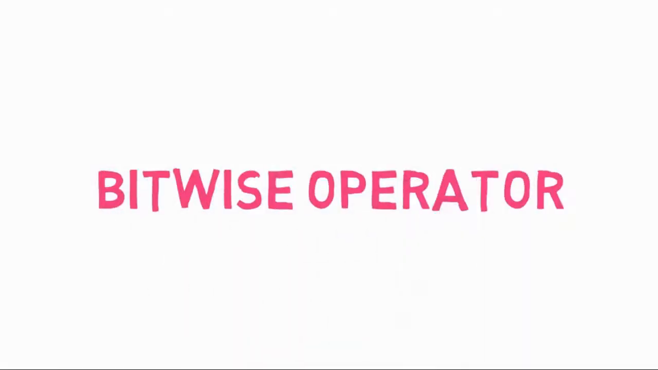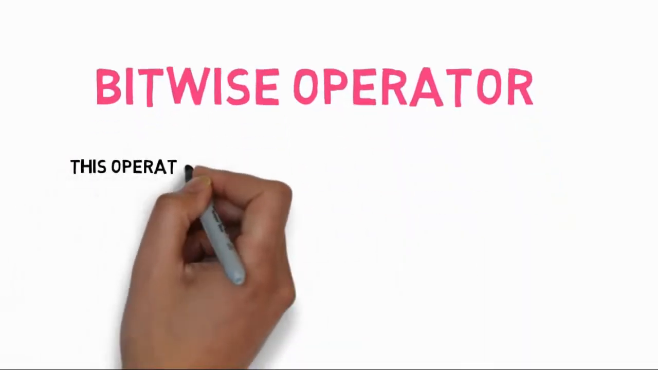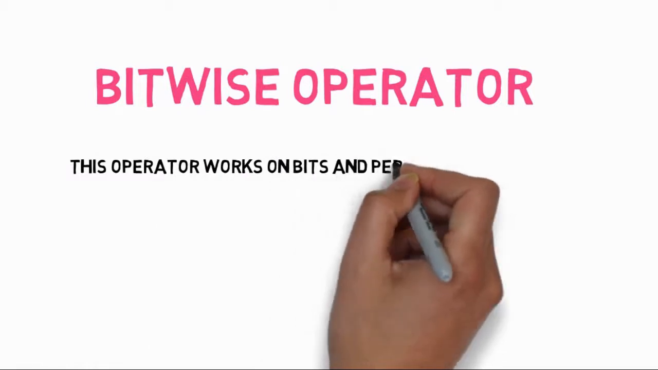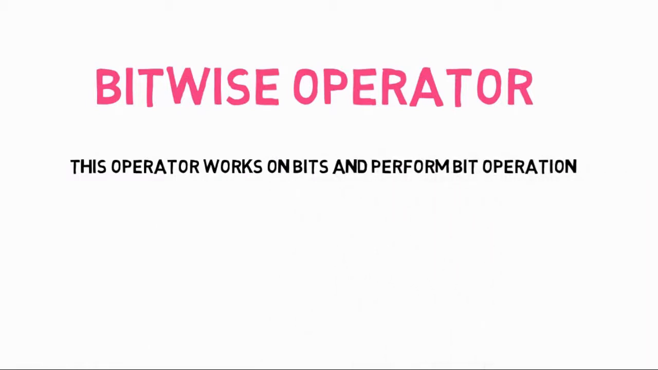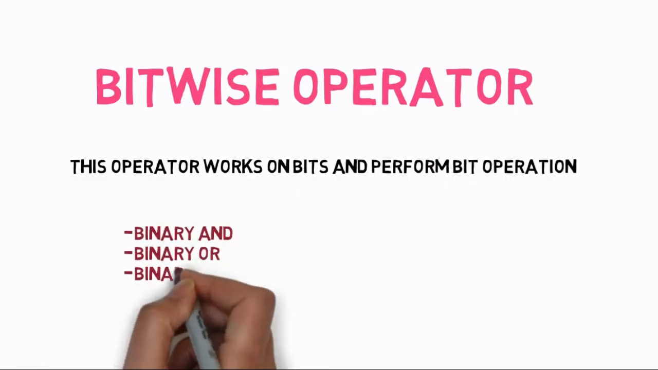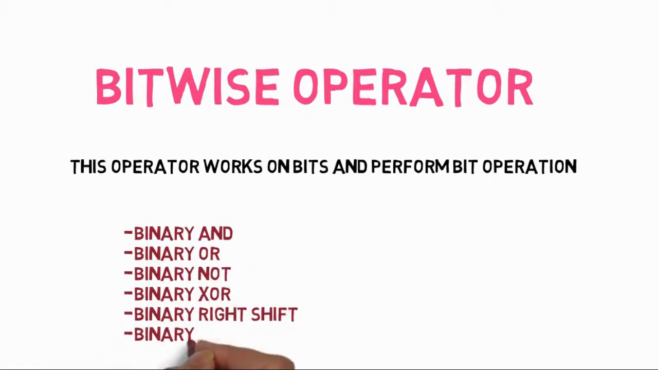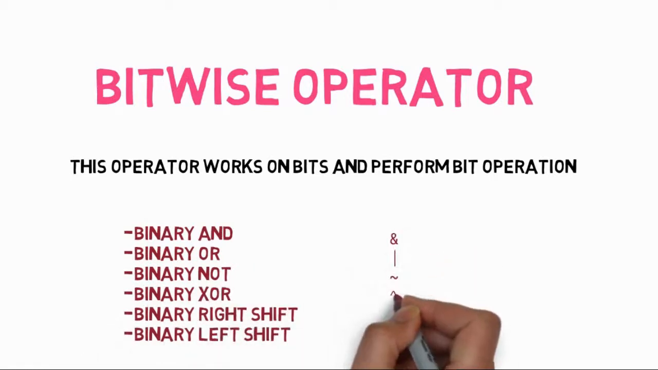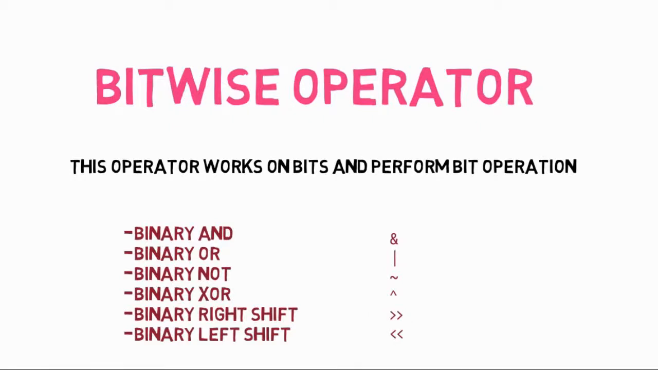Next is the bitwise operator. This operator is very useful when it comes to bitwise operation. It does operations with respect to bits. These are the bitwise operators: binary AND, binary OR, binary NOT, binary XOR, binary right shift and binary left shift operators. And these are simple.